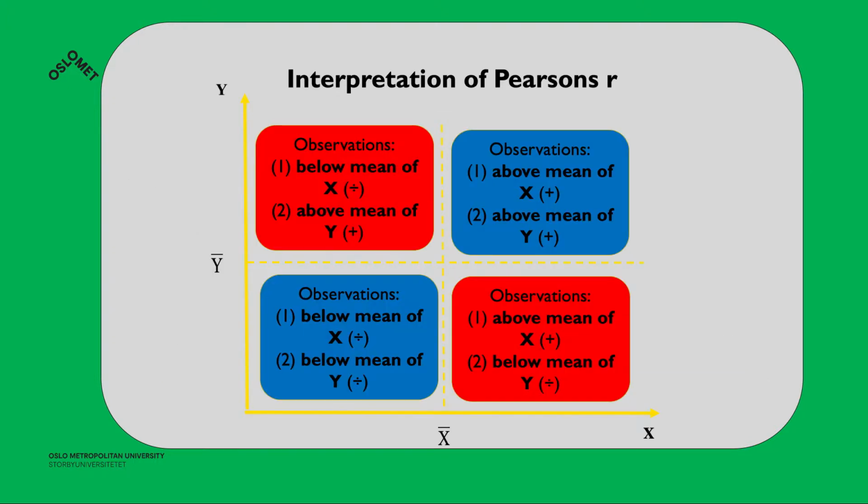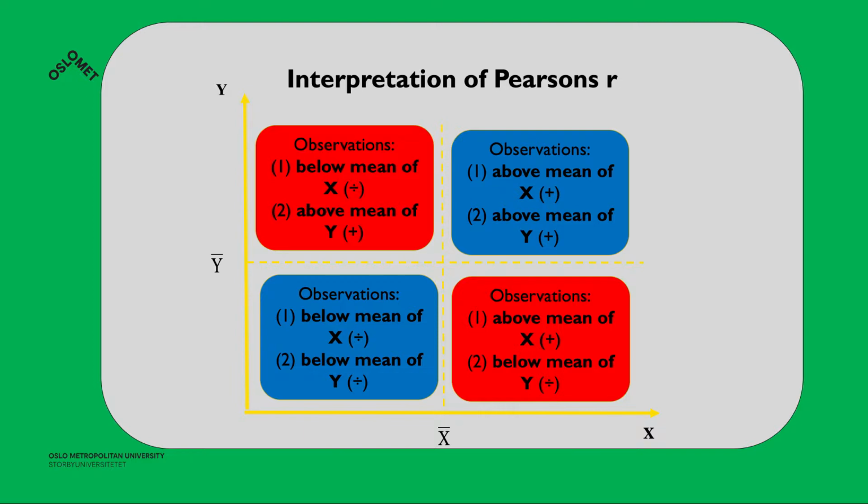Other interpretations of Pearson's R are, for example, when there is a negative correlation, the red boxes here, then you have observations with below mean on x and above mean on y, or above mean on x and below mean on y. So when you have a negative correlation, a high value on the one variable goes together with a low value on the other. So high values on one variable go together with low values on the other variable. Then you have negative correlations.